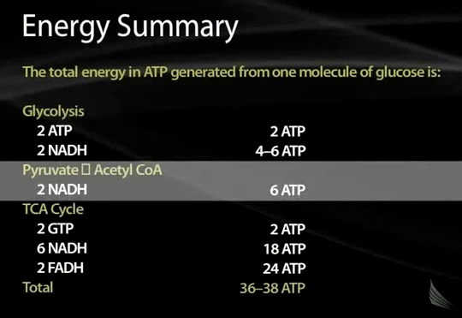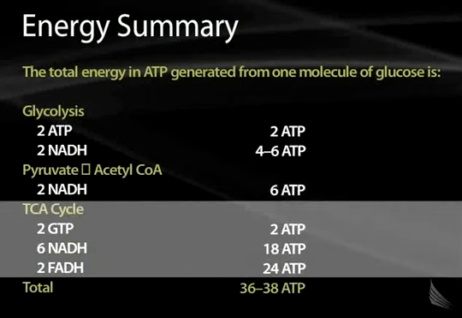The conversion of pyruvate to acetyl-CoA generates a molecule of NADH. So remember, we have 2 molecules of pyruvate from each molecule of glucose, and so we're going to produce 2 molecules of NADH in that portion of the cycle. And that results in the production of 6 molecules of ATP.